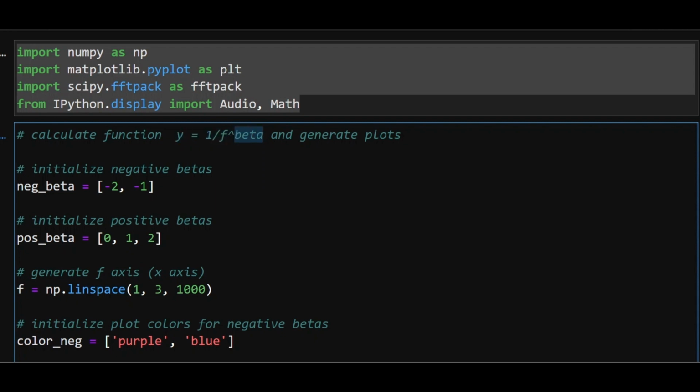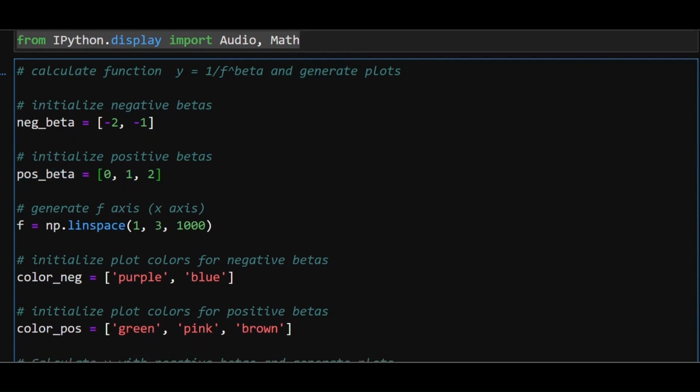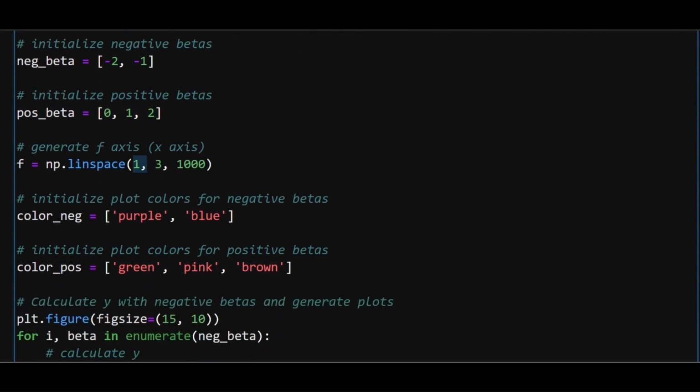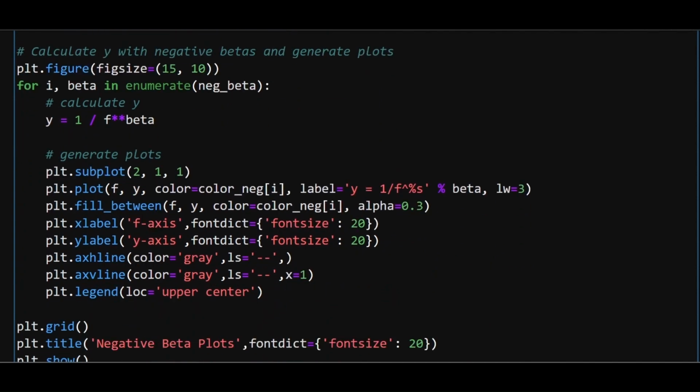I have divided this beta into two parts. The negative part has the values -2 and -1, and the positive beta is 0, 1, 2. I have created a frequency axis going from 1 Hertz to 3 Hertz with 1000 numbers in between. And for the purpose of giving colors to this noise, I have used some palette here for the negative beta and for the positive beta.